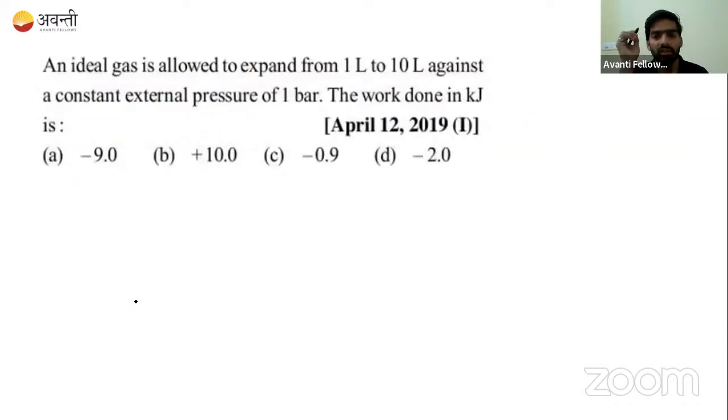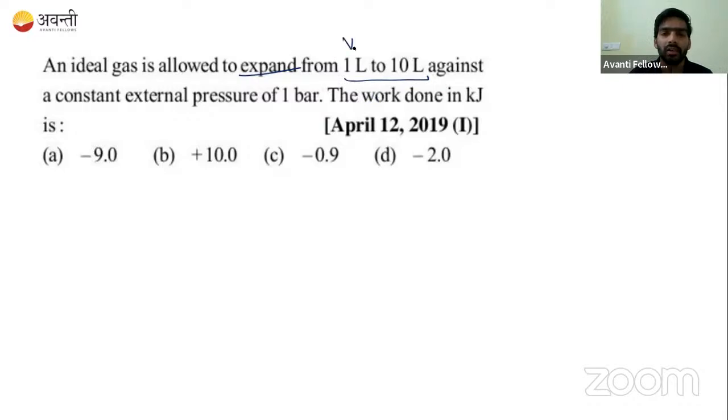This is the JEE question of April 12, the first shift of the 2019 exam. Let's read the question. An ideal gas is allowed to expand from 1 liter to 10 liter.